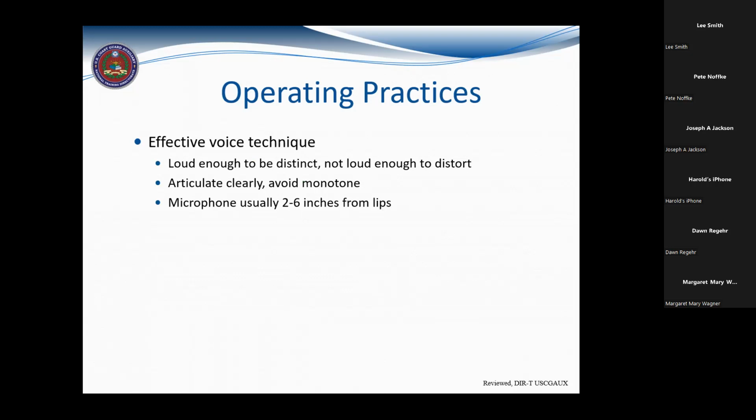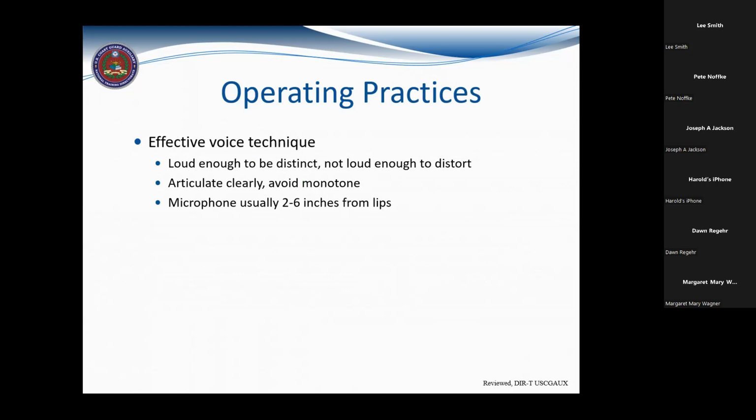You want to try to speak clearly. I had a choir teacher that said you always want to enunciate and project, and those are good skills on a radio transmission as well.